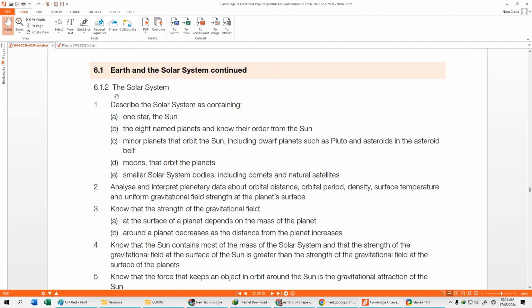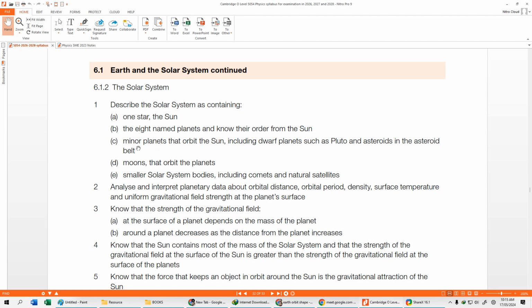If you go further, it says there is a solar system. In the solar system, describe the solar system as containing one star, the sun. So we know this thing, the 8 named planets, and know their order from the sun. Now, do you know these 8 planets? This is from class 6 geography. Yes, exactly, up to Neptune. Pluto is not a planet anymore because it was demoted from the planet status because of some discrepancies that it couldn't complete yet.